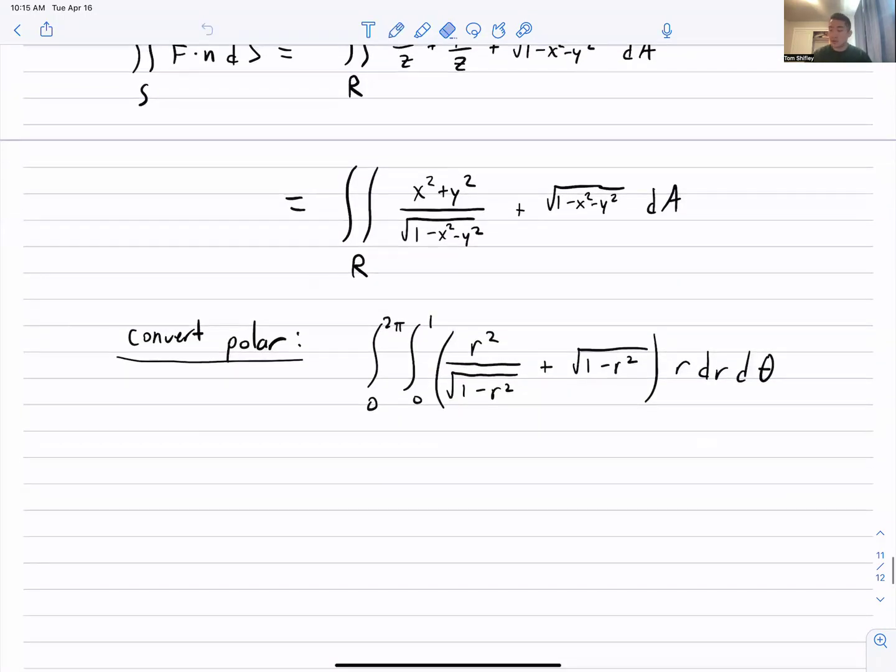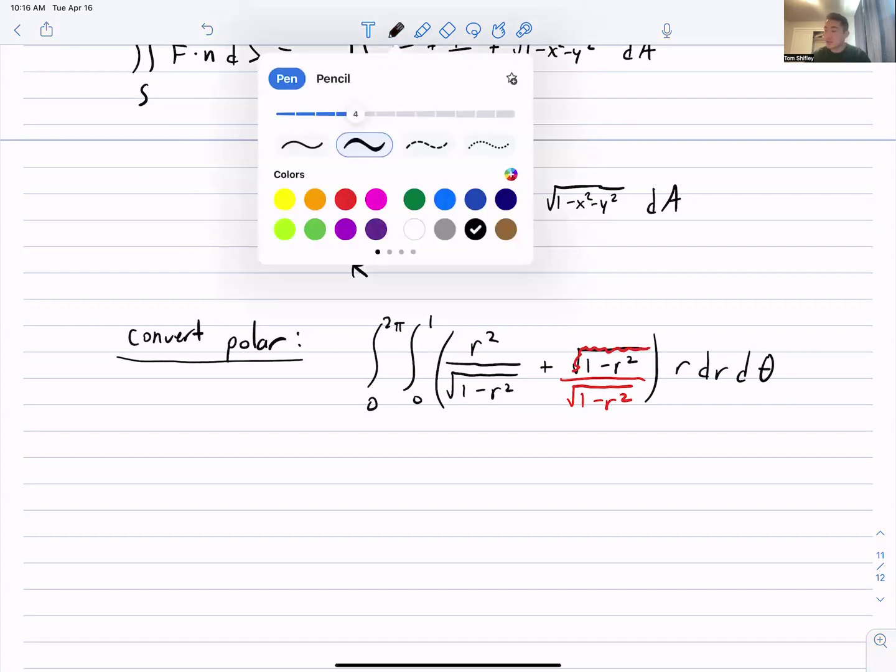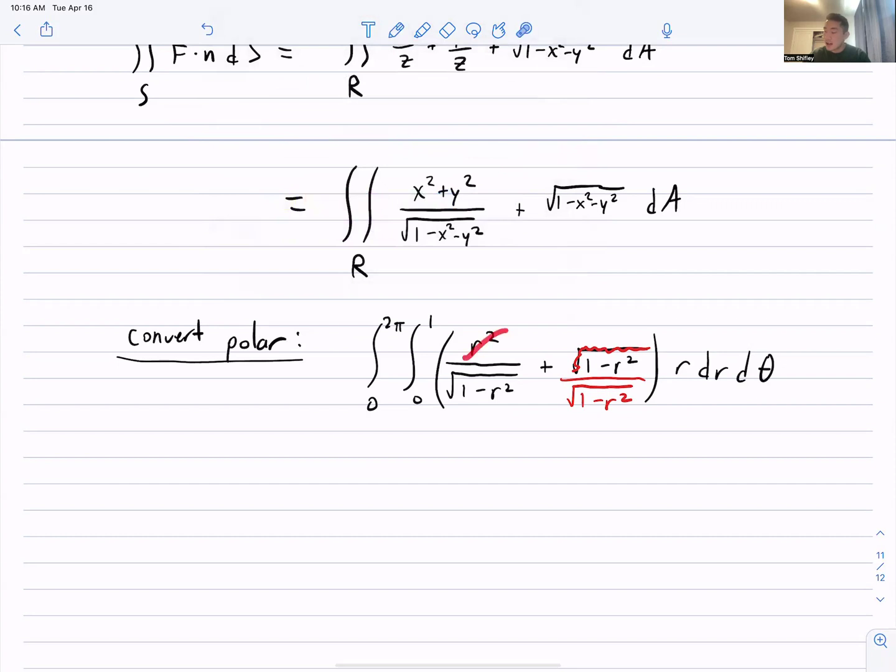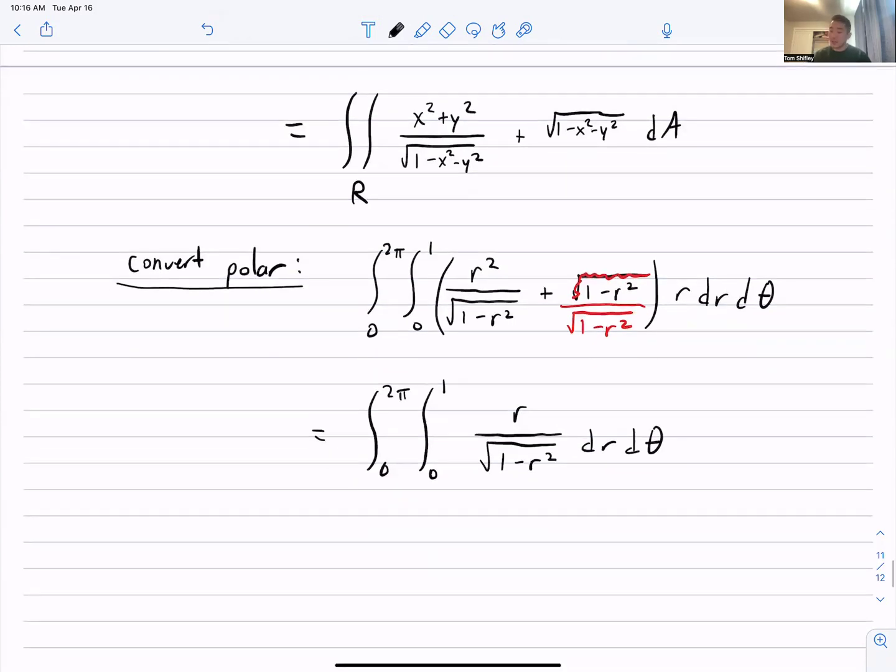And then we're going to do one more little algebra trick to simplify this. So I'm going to rewrite this by multiplying top and bottom by 1 minus r squared. And then this goes away because I squared it. And then I can combine it into one fraction. And then this and that will cancel. And so this should simplify quite nicely to the integral from 0 to 2 pi, integral from 0 to 1. And then it just becomes r on top, and on the bottom is the square root of 1 minus r squared, dr d theta.